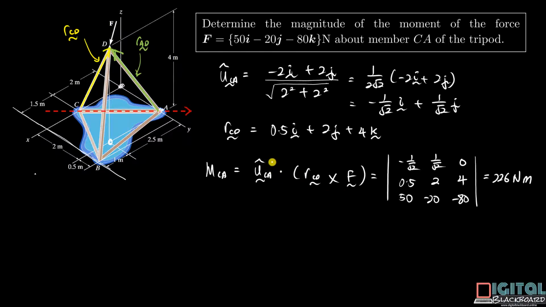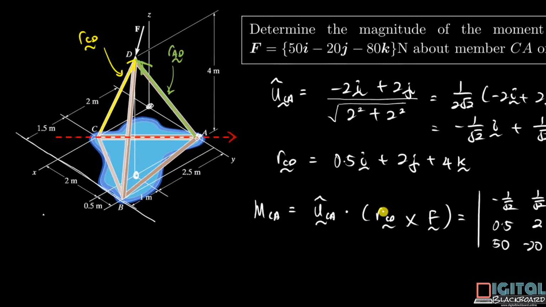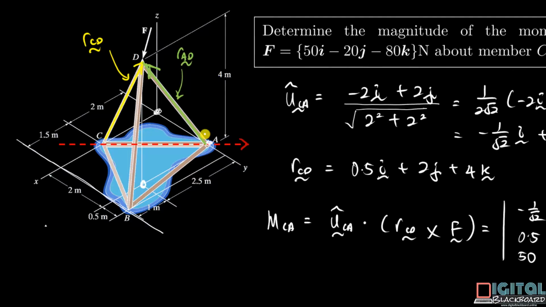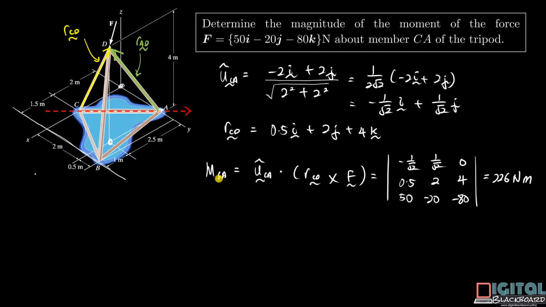Now, as mentioned, the R vector can point from any point on the axis of rotation to any point on the line of action of the applied force, which means that the vector RAD, shown here in green, is also eligible as an R vector. So we are going to compute the same moment about axis CA, using this time the RAD vector. First, we compute the RAD vector.